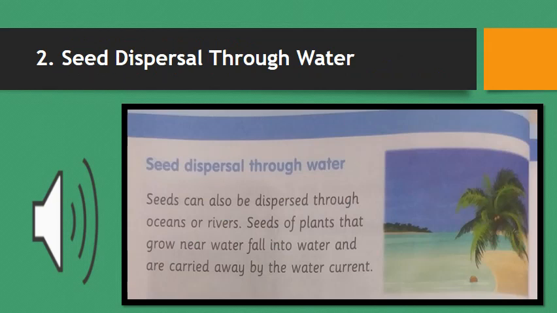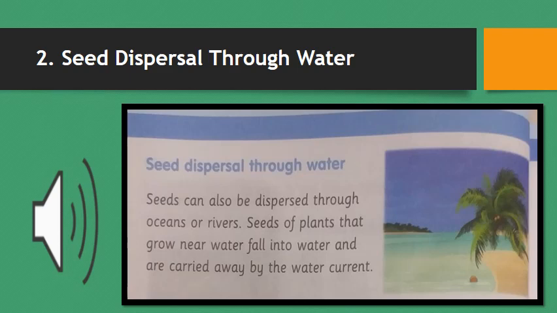Seed dispersal through water. Reading. Seeds can also be dispersed through oceans or rivers. Seeds of plants that grow near water fall into water and are carried away by the water current. Explanation. This is another way in which seeds are dispersed.